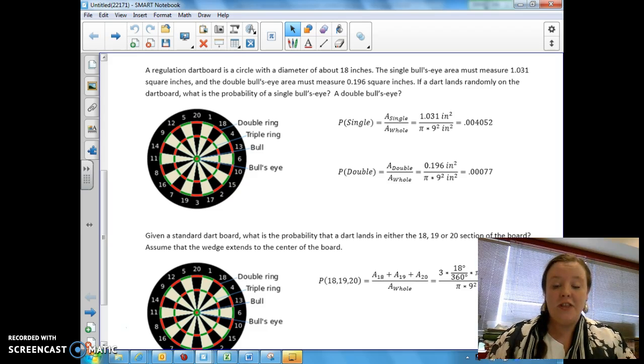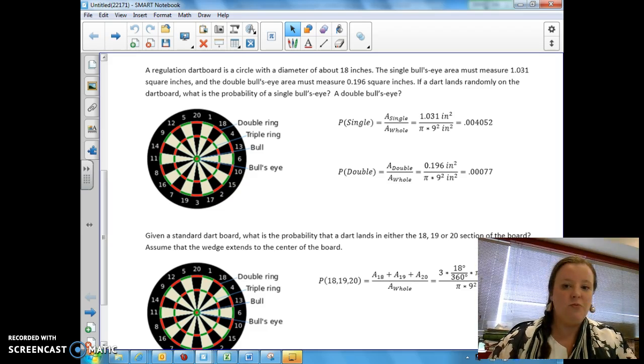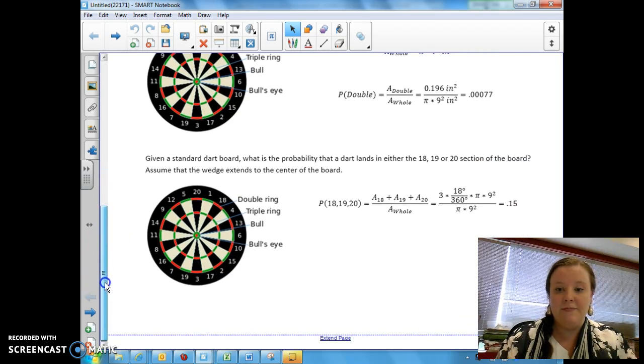Sorry about that. So they go ahead and give us the area of both the bullseyes, which makes life really quite simple. We're able to simply plug in the numbers we want. Remember, we do the area that we're interested in over the whole area, and we produce both probabilities.